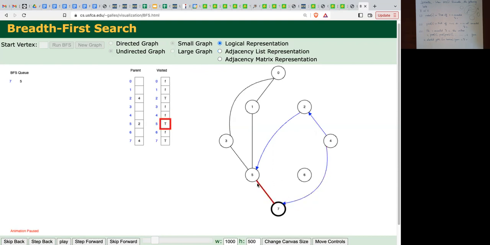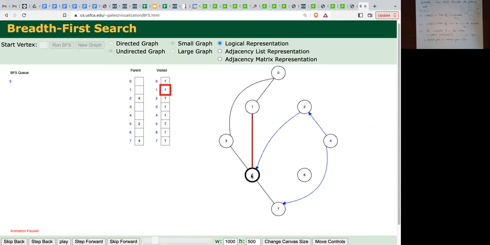Then it visits 5, but 5 is already visited, right? So there's nothing to do there. Essentially 7 is just going to exit from the queue without doing anything. And then we move on to 5. Now 5 is going to look at its neighbors. 5 has 4 neighbors: 1, 3, 2, and 7.